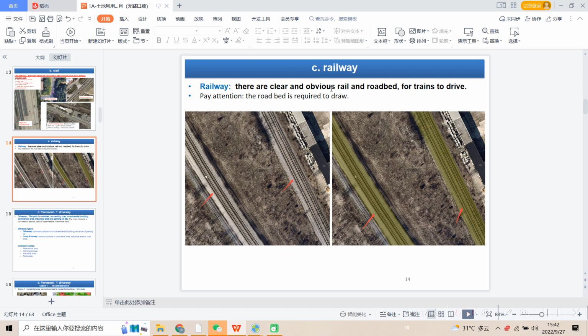There are clear and obvious rails and a road bed for trains to drive on. The only thing we need to pay attention to is that the road bed is required to be drawn as railway. As you can see, the road bed on the side of the rail has been captured as railway in the project.